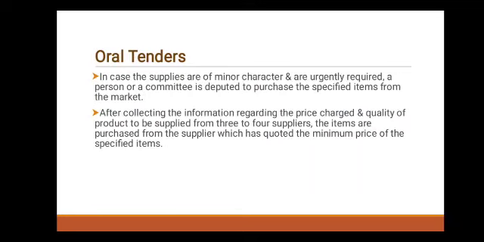Fourth, oral tenders. In case the supplies are of minor character and are urgently required, a person or a committee is deputed to purchase the specified items from the market. After collecting the information regarding the price charged and quality of the products to be supplied from 3 to 4 suppliers, the items are purchased from the supplier which has quoted the minimum price of the specified items.